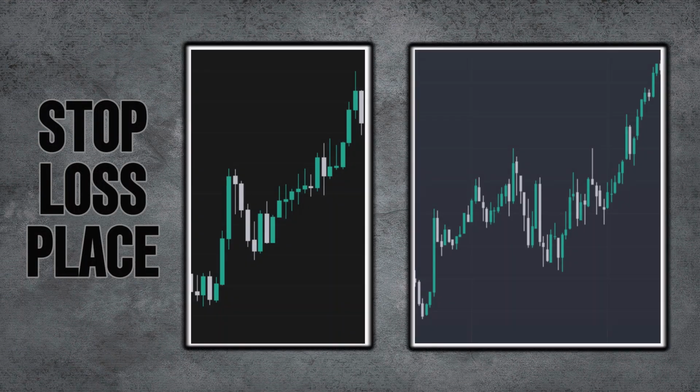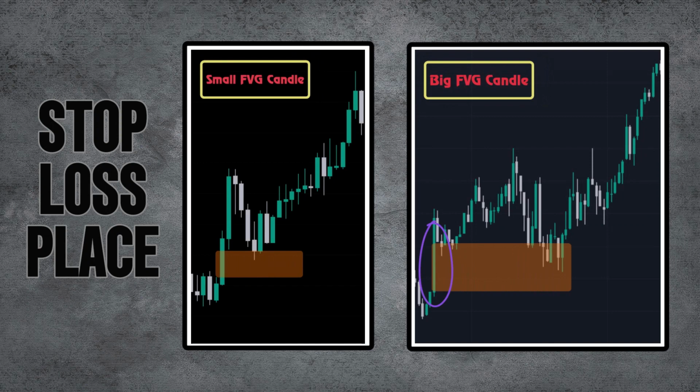Proper stop-loss placement is crucial for risk management. For large fair value gap candles, we place our stop-loss below the candle. And for smaller candles, we set the stop-loss at the candle preceding the fair value gap.